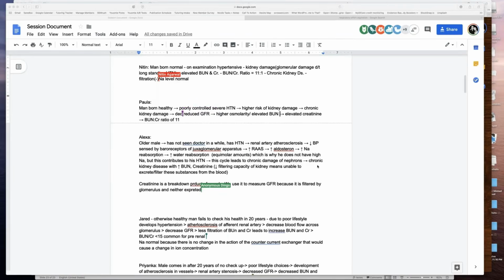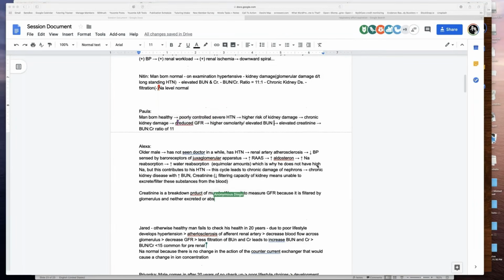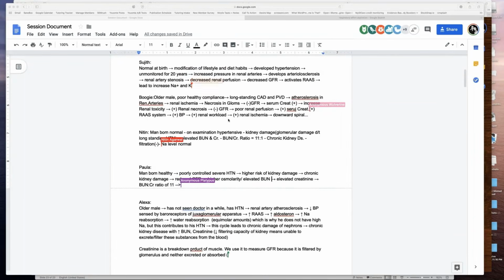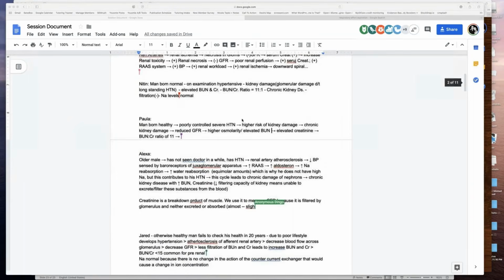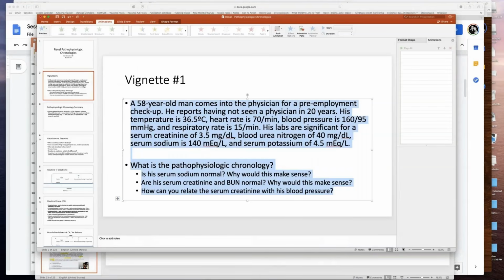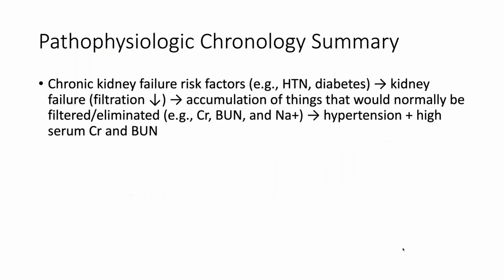All right, this actually looks pretty good. I was watching you guys type out your pathophysiologic chronology, and these are pretty good. I can tell that many of you guys have reviewed renal since the last time we talked. That's great. Perfect. Okay, so I'm going to walk you through my summary first of what I would say is happening. And again, it isn't the only explanation of what this might be.